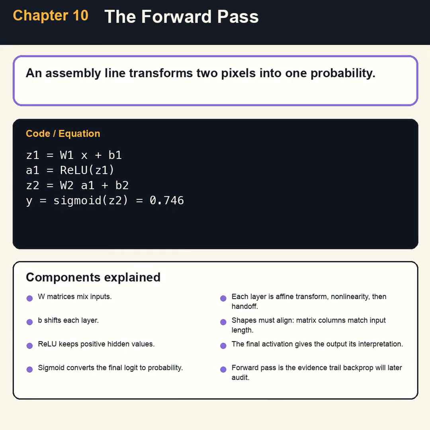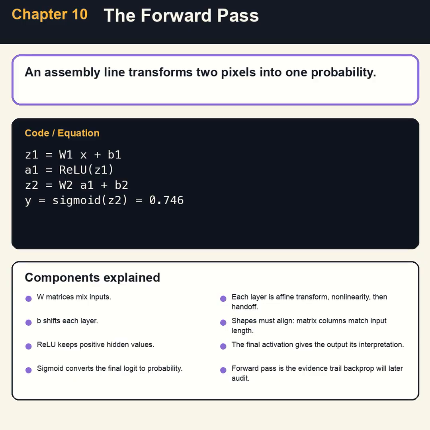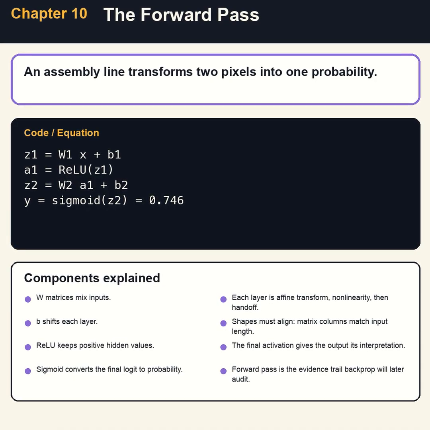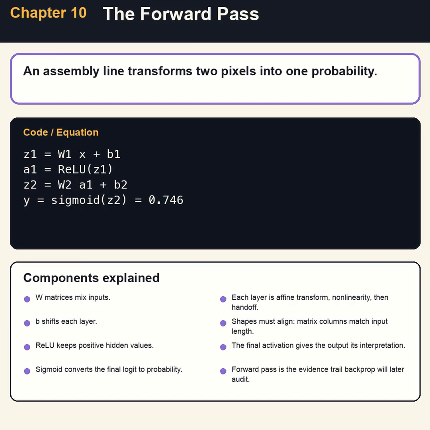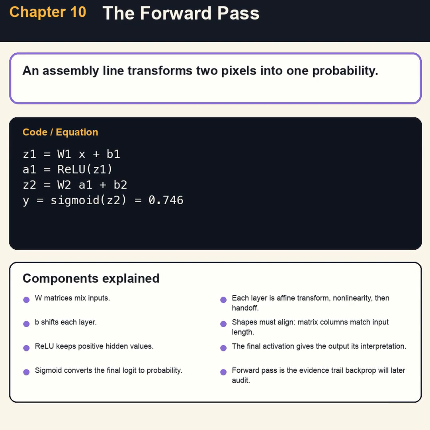Weights mix evidence, biases set thresholds, and activations decide what passes onward. It is worth memorizing because every backward gradient is just the reverse accounting of these forward choices. If the forward story is confused, the backward story cannot save it.